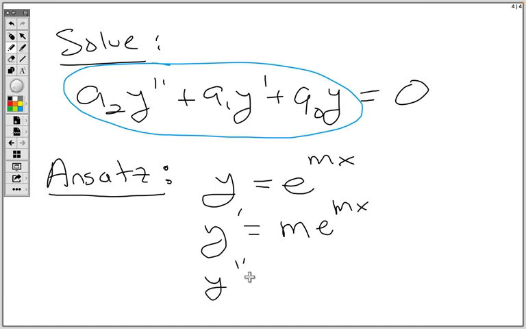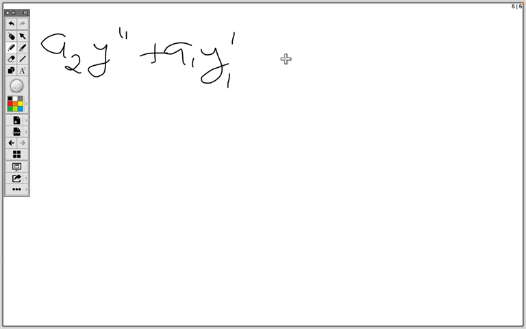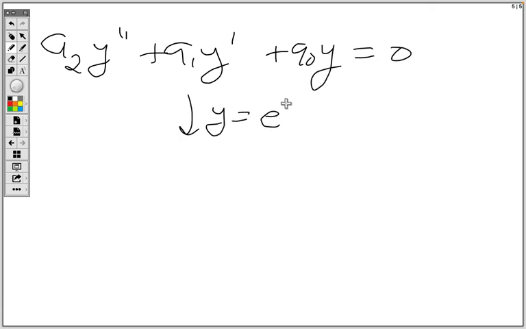So every time you take a derivative, you're just multiplying by m. And so what we can do is we can stuff this into the differential equation. So a2 y double prime plus a1 y prime plus a naught y is 0. And we're going to stuff in y equals e to the mx.